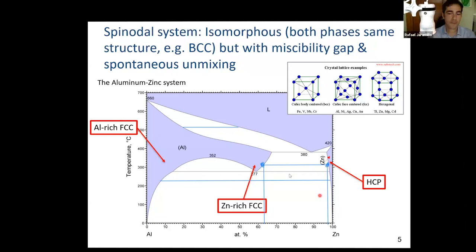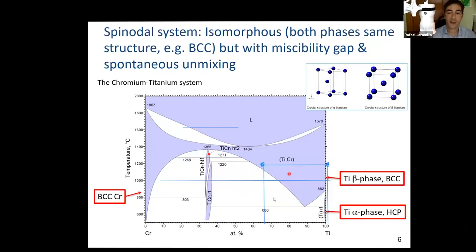Let's move on. Here's another example. This has something called intermediate phases. So we have this chromium-titanium system, which contains a lot of things we're going to learn about. It contains a eutectic, a spinodal-looking thing. It's got this BCC region, which is fully miscible in this little narrow temperature range. At 1400 degrees C, it looks like, this system is fully miscible as a solid in the BCC structure. And they've indicated that with parentheses, titanium chromium, fully miscible as BCC.